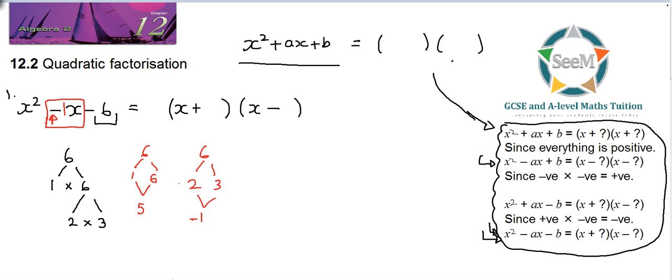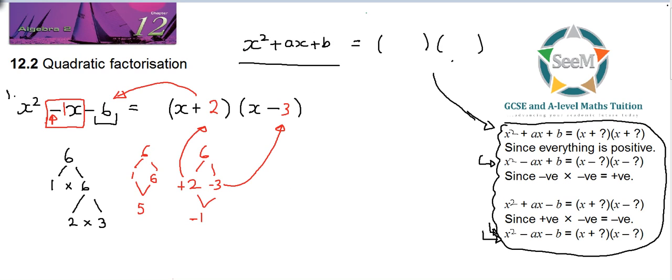Okay, so plus 2 minus 3 gives me minus 1. So we know straight away what the factors are that would give us negative 1. So I simply plug this into the bracket. Where I see a plus sign there, I put 2 there. Where I see a minus sign there, I put 3 there. If I expand those brackets, it should go back to an expression that looks like that.